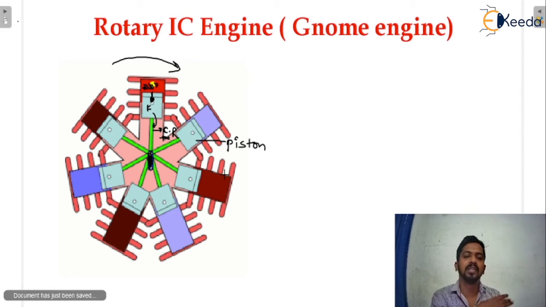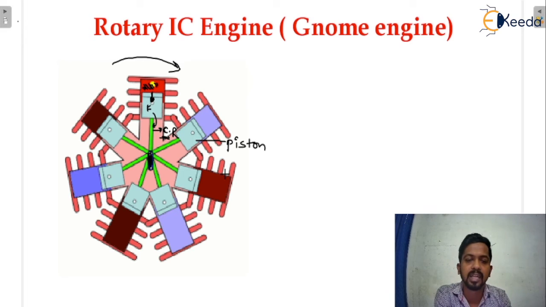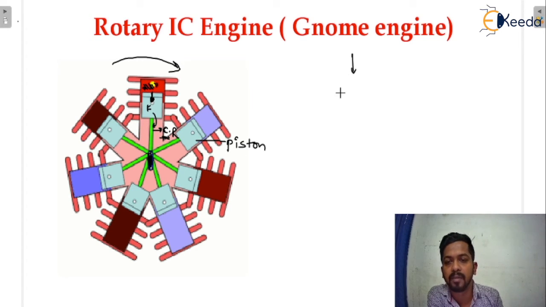But in a general engine, we generally use one piston and one connecting rod. Since in the Gnome engine you can see a number of pistons and connecting rods are there, the force generated on the pistons would be much higher as compared to a normal engine. So basically the Gnome engine is a high power engine, because combustion takes place in large amount.